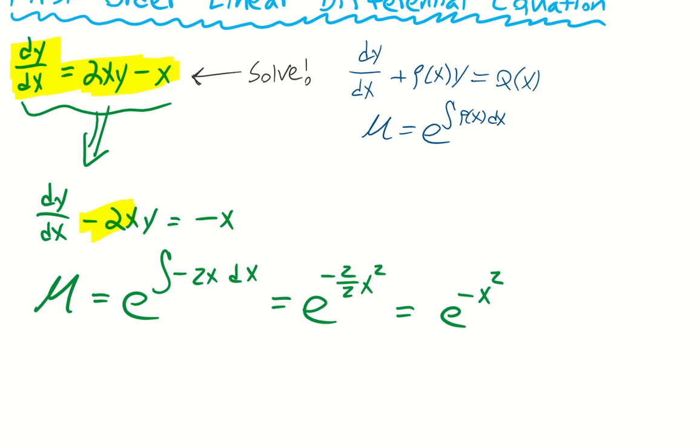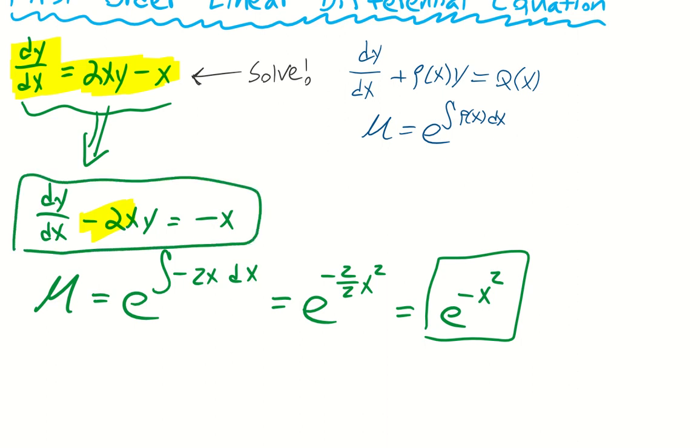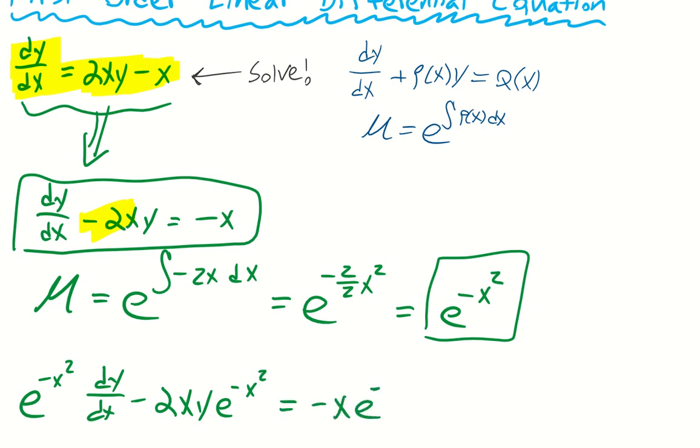All right. So we can take this integrating factor and multiply the entire equation by that. I like doing that because that explicitly, so to speak, shows what we're doing to that equation. It shows why this technique works. So we have this here. We'll multiply it by our integrating factor. So now we have e to the power of minus x squared dy/dx minus 2xy e to the minus x squared power is equal to minus x e to the minus x squared power.